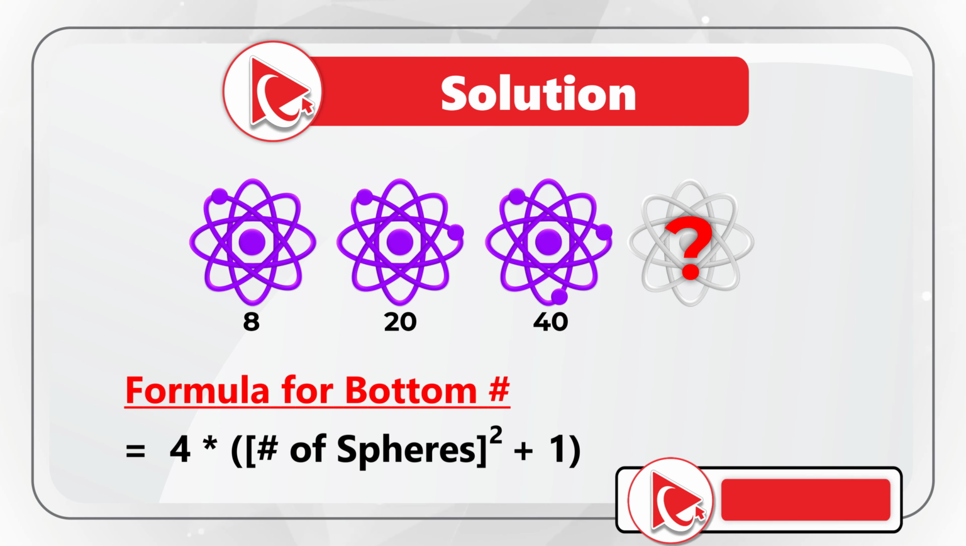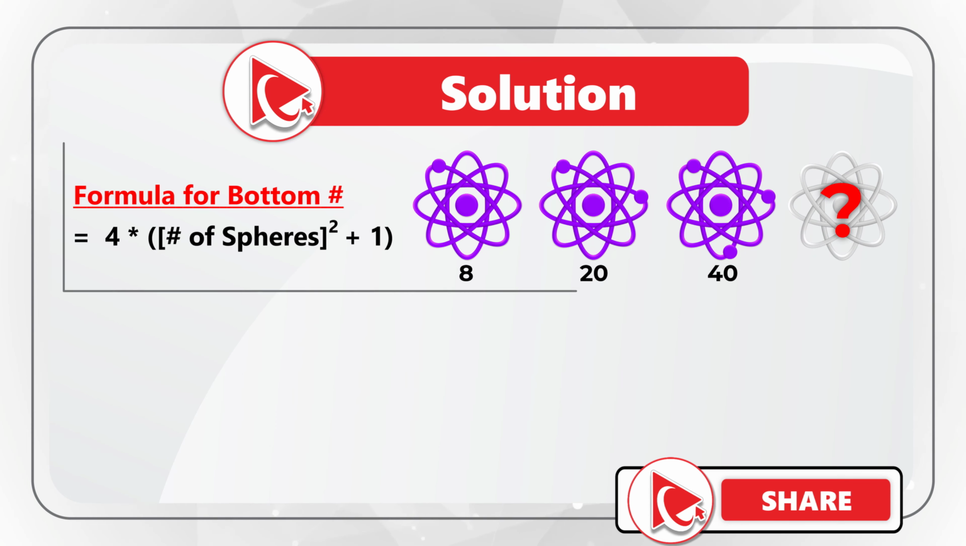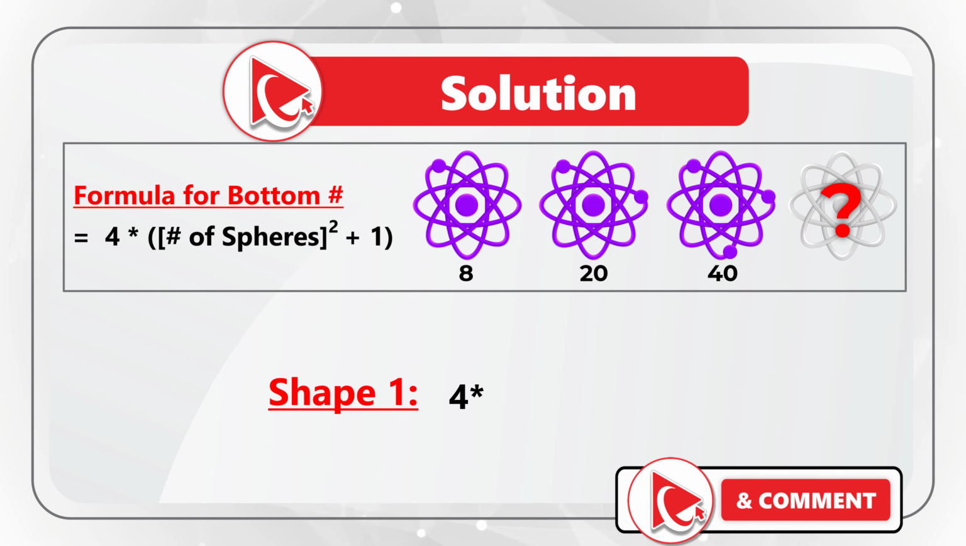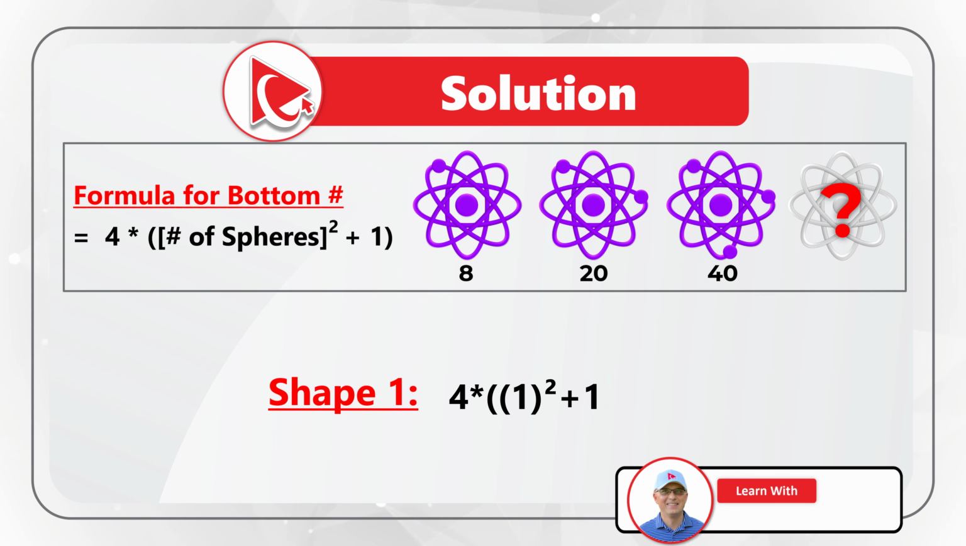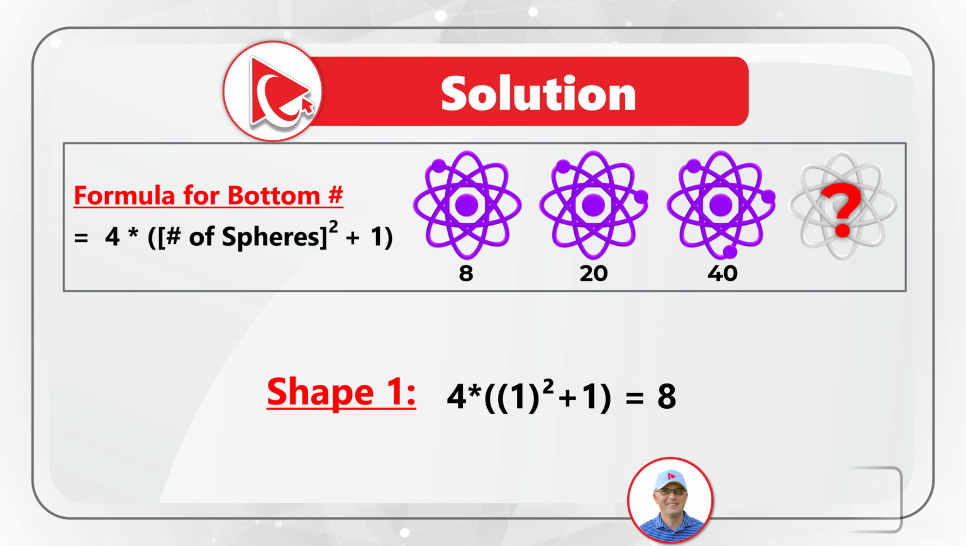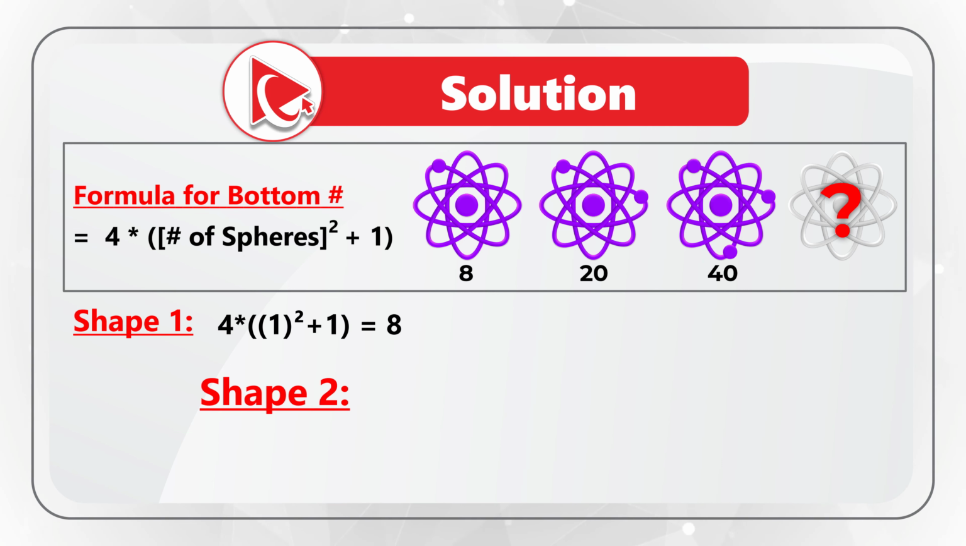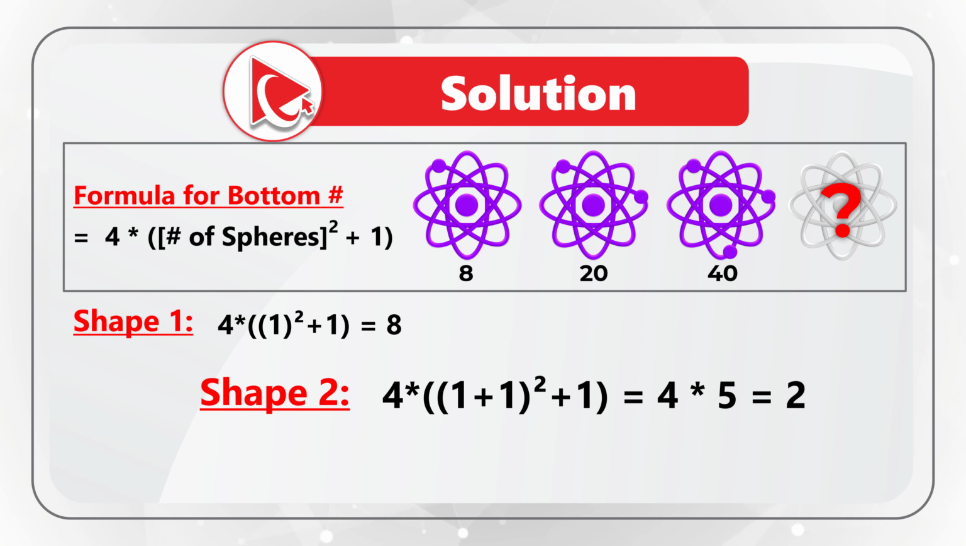plus 1). So to calculate the bottom value for the first shape, we need to multiply 4 by (1 squared plus 1), which would be equal to 8. For the second shape, 4 multiplied by (2 squared plus 1), which is 4 plus 1, equals 4 multiplied by 5, equals 20.